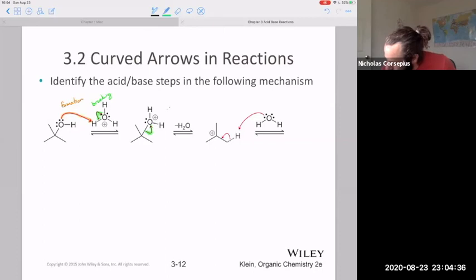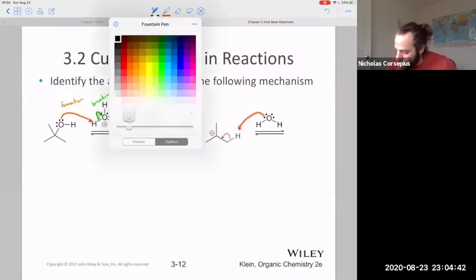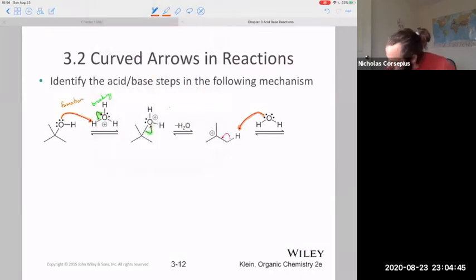So here we have a bond that's being formed when water comes and grabs this hydrogen. And this now is a bond that's breaking. This is why I don't really like the book's notation. I would have put it over here.